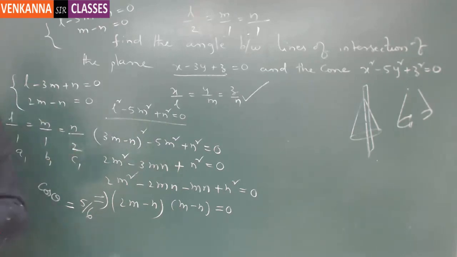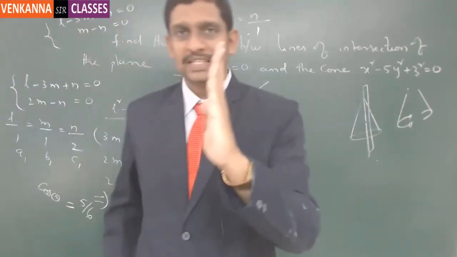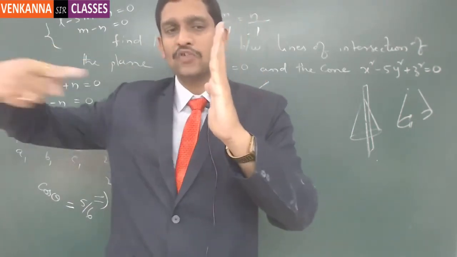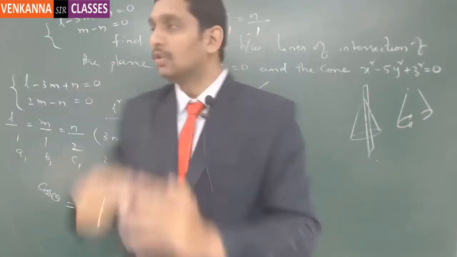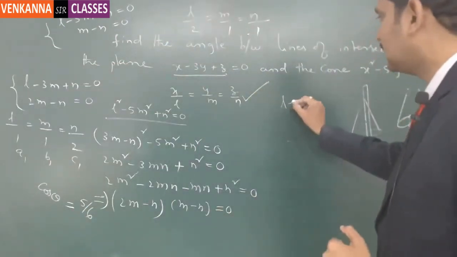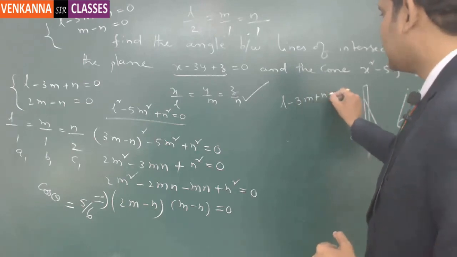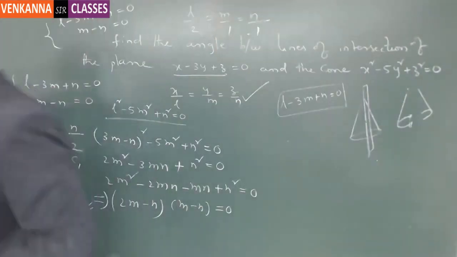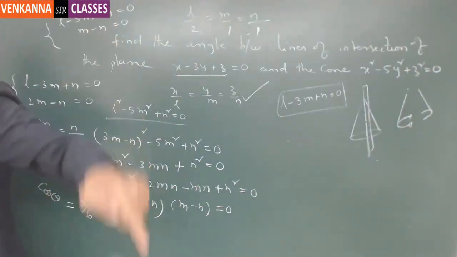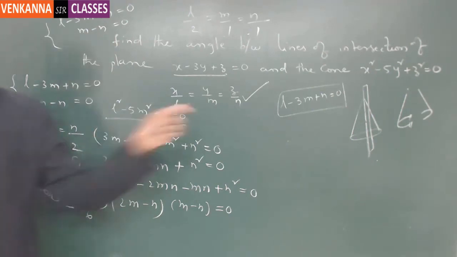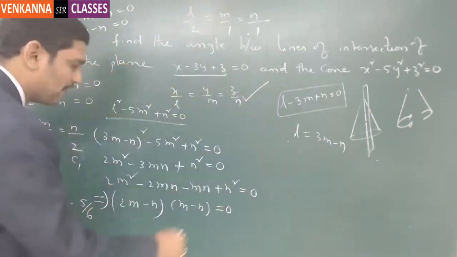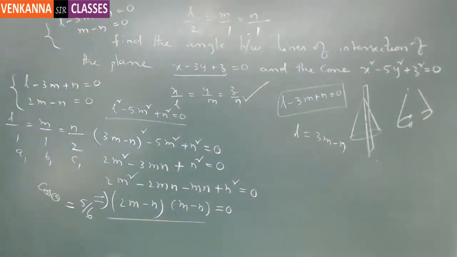And also understand that if this is the line, the plane's normal is perpendicular to it, because the normal is coming outside the plane. So you will have a perpendicularity condition: L minus 3m plus n equals 0. The normal of the plane is perpendicular to the line because the line is lying on the plane. So from this I have taken that L is equal to 3m minus n. Hence I factored the two things. Clear? By substituting the L value.